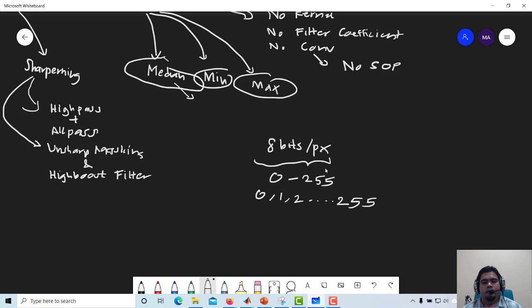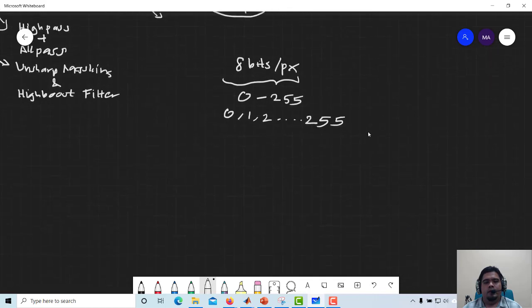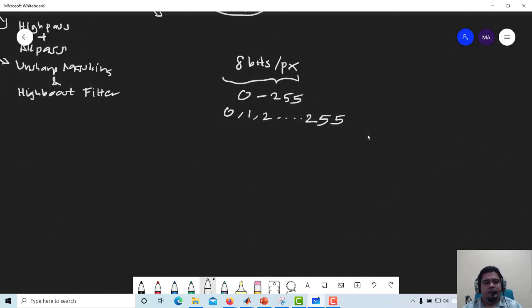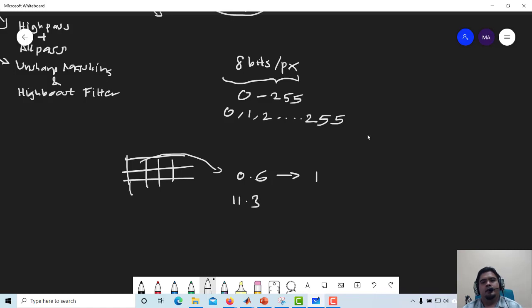So if you do hand calculation and you find that the output image, in the form of a matrix, contains a floating number, let's say 0.6, please don't leave the 0.6 in the matrix. You must round it to the nearest number. Of course, this one should be converted into 1. If you get, let's say, 11.3, then please round it to the nearest number, which is 11.